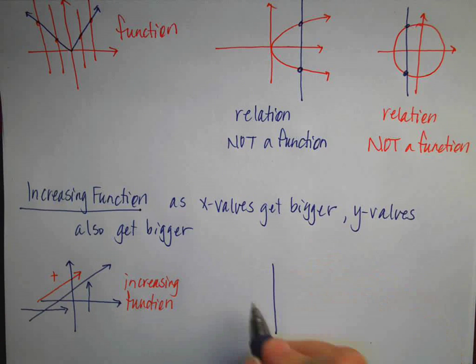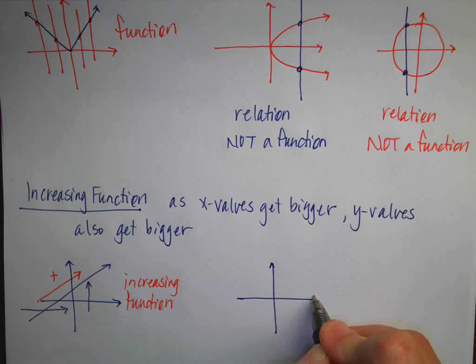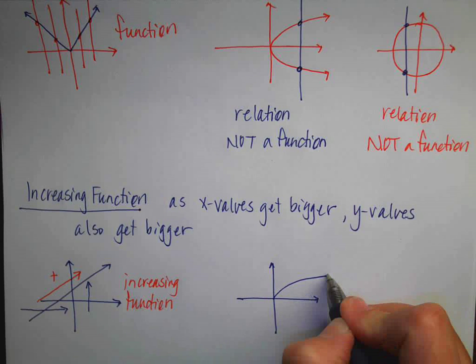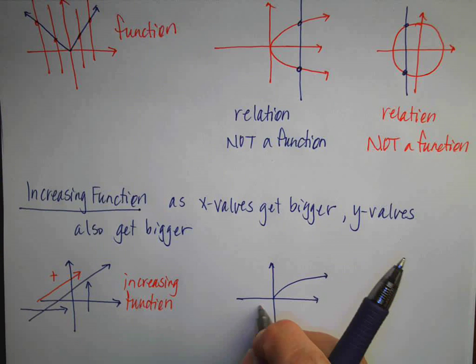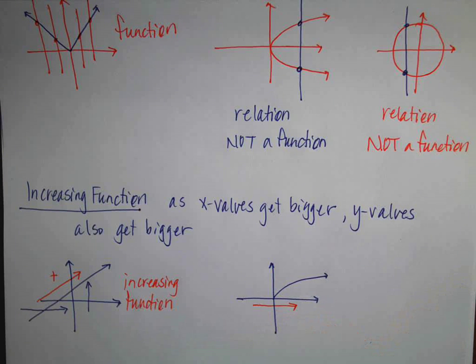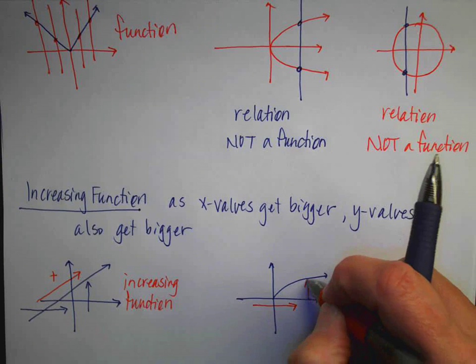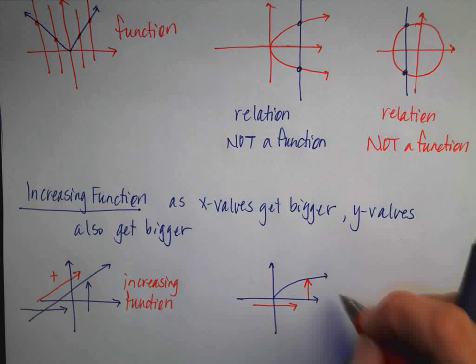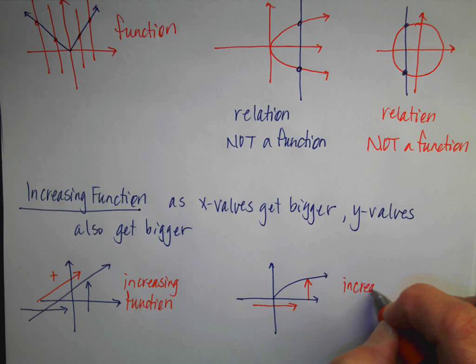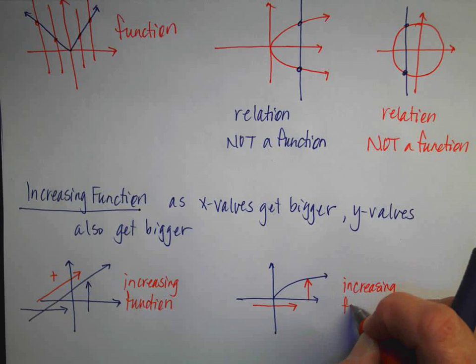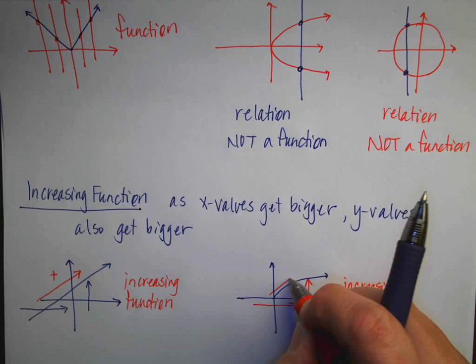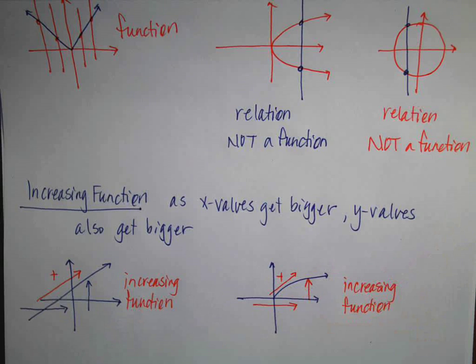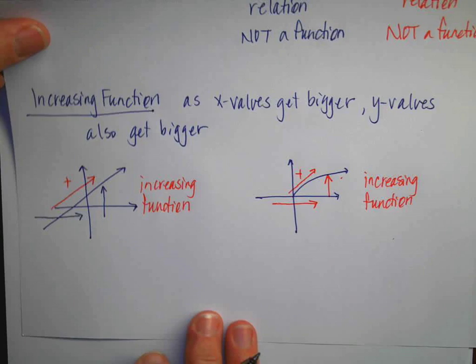Okay, it can look like maybe this situation. So let's say I have the graph of the square root function. Again, the name of the function is not important, but as my x values are getting bigger, my y values are also getting bigger, which means that this would be an increasing function as well. And again, since I did it over here, the slope of this is kind of positive. It's going to get bigger slowly, but it's still getting bigger.